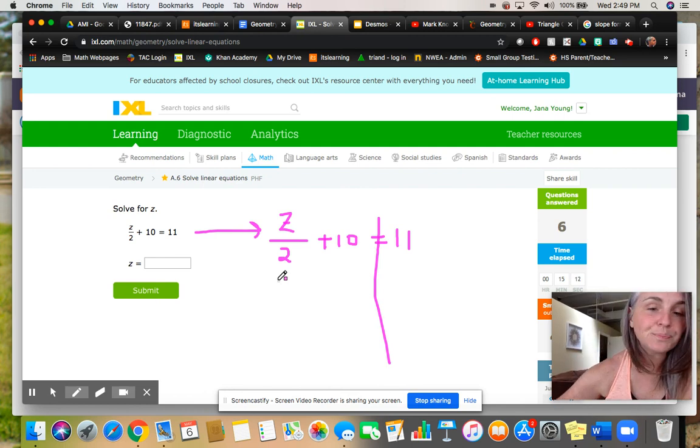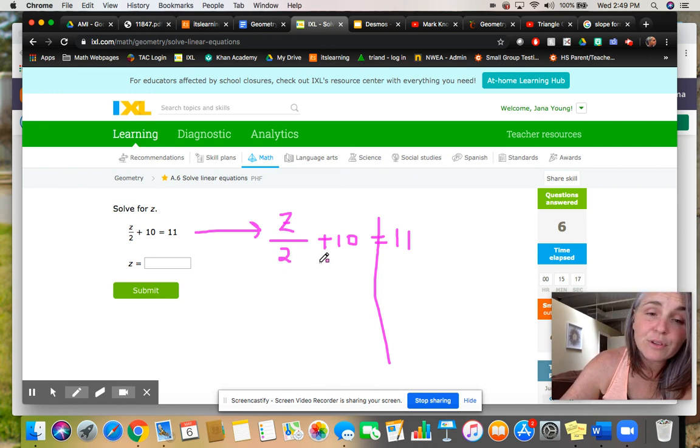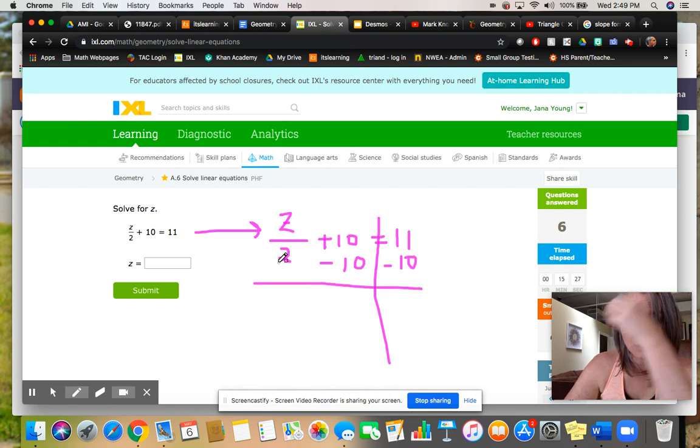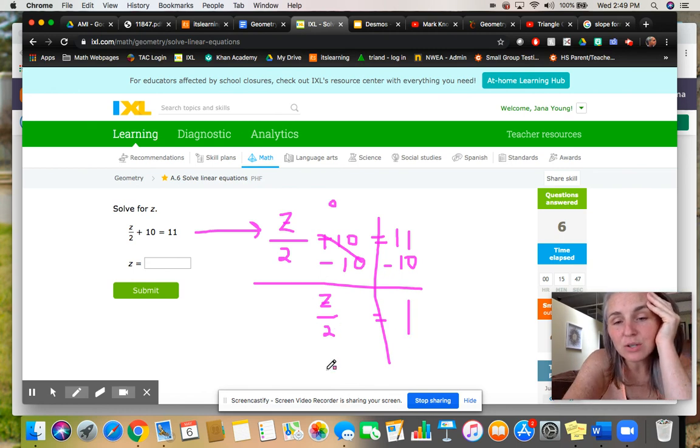Okay. So remember, don't do this divided by 2 first. Don't do it. Do this minus 10 first, or remove this plus 10 first by minusing 10, because that 10 is not affected by that 2. So you don't want to multiply times 2 first. Okay, 10 minus 10 is 0, just like I want. Z divided by 2 on this side over here. And 11 minus 10 is 1. So I have z divided by 2 is equal to 1.